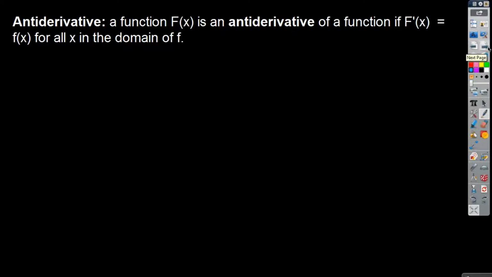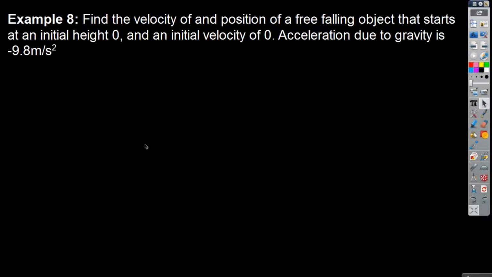So that's called an antiderivative. We just said that the derivative of the antiderivative is the original function for all x's in the domain. So we're going to do one final problem here. Example 8 says, find the velocity and the position of a free-falling object that starts at an initial height of 0. It has an initial velocity of 0. Acceleration due to gravity is negative 9.8 meters per second squared. It doesn't look like you have much to work with, but they do tell you acceleration.